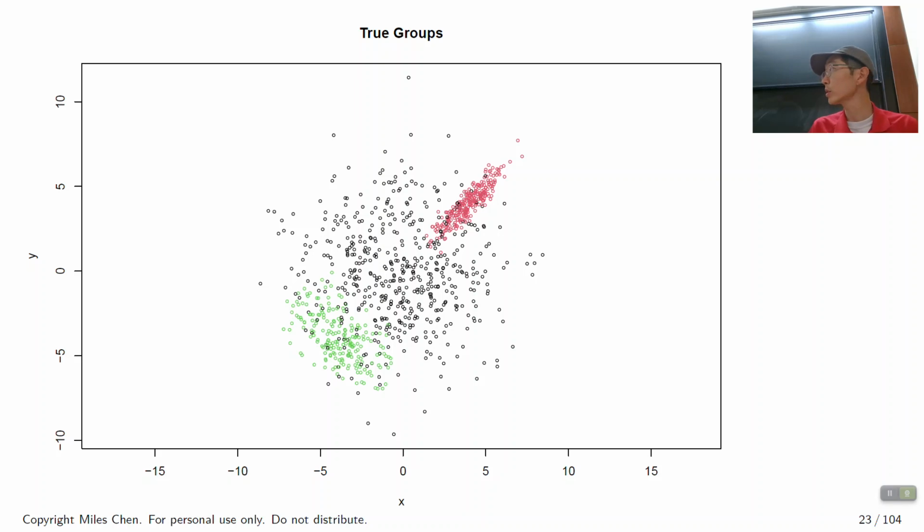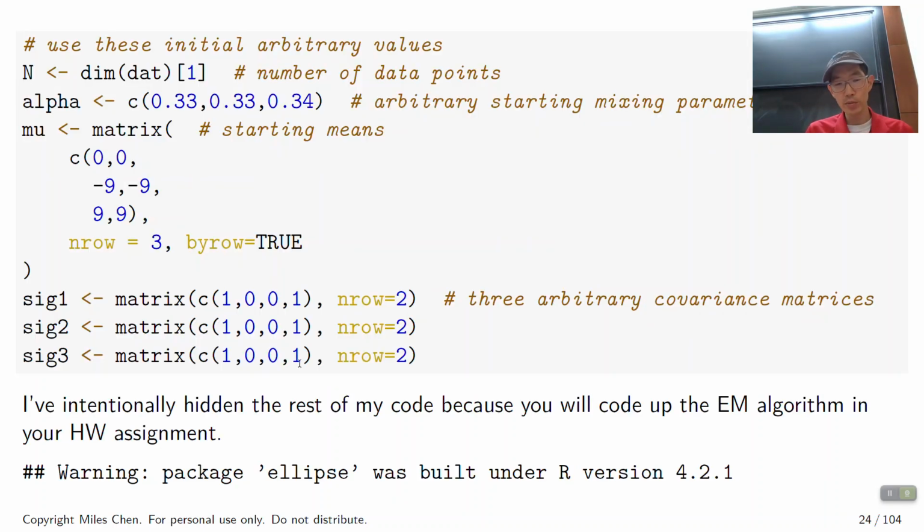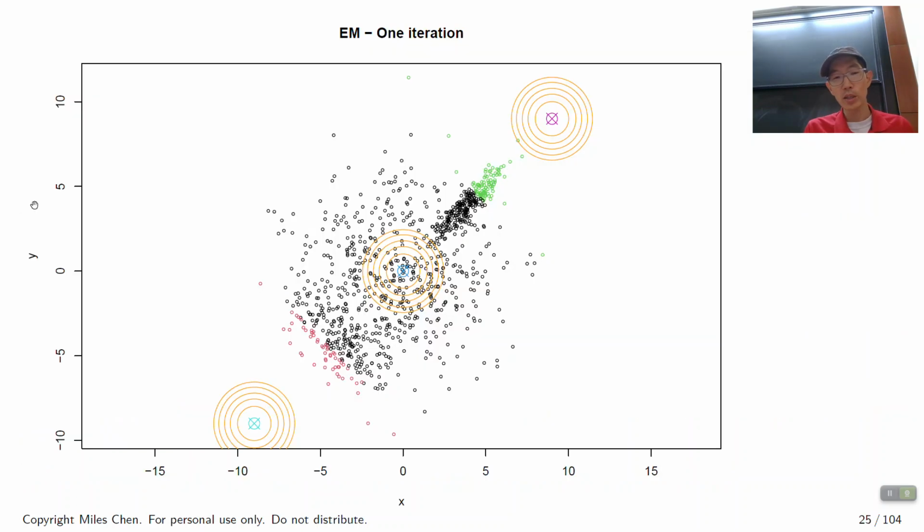See, these are the true labels. Here I have red, black, and green, or I think the order in R is black, red, then green. But the labels are arbitrary, okay? So I'm going to start off with just some terrible initial values. I'm going to say our mixing proportions are 0.33, 0.33, and 0.34, so pretty much even mixing proportions. My initial means are going to be 0, -9, and 9. And so we're going to start off with a mean here, a mean here, and a mean here. And we're going to ask it to try to identify the 3 clusters.